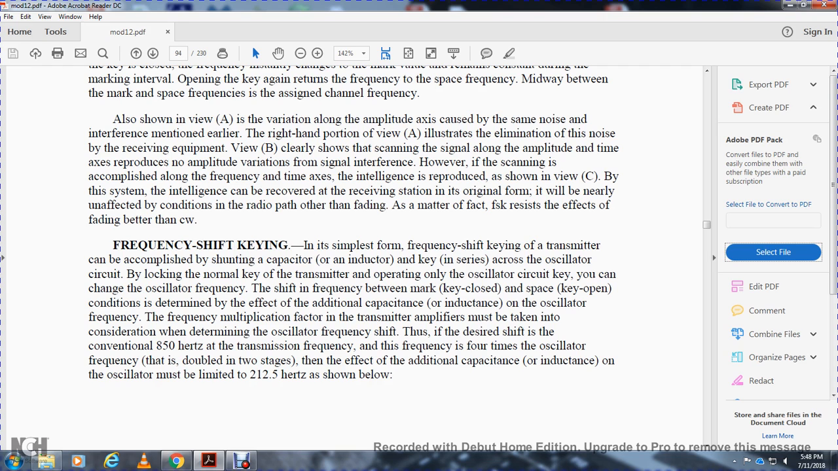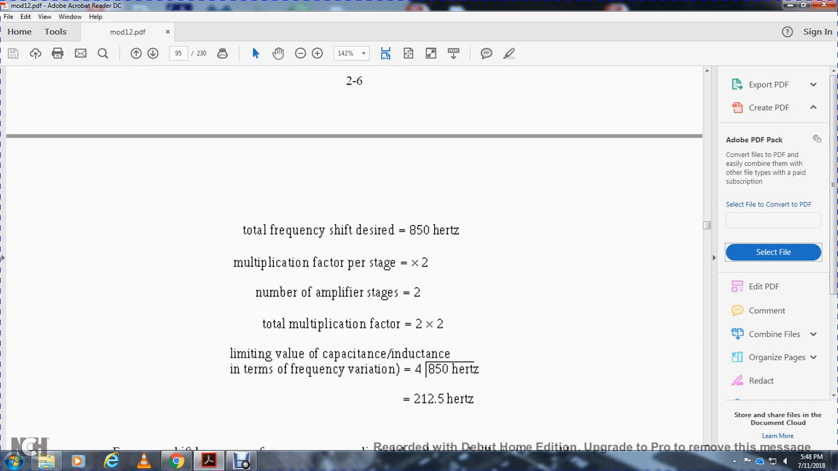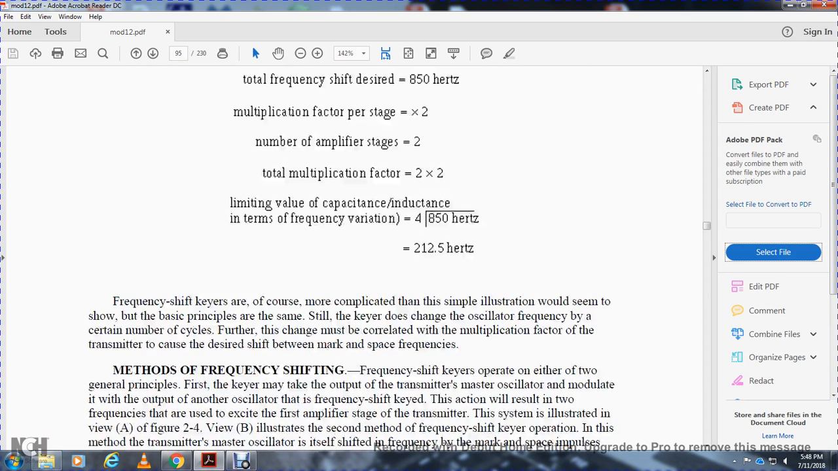Thus, if the desired shift is the conventional 850 Hz at the transmission frequency, and the frequency is multiplied 4 times, with the oscillator frequency doubled in 2 stages, the effect of the additional capacity or inductance on the oscillator must be limited to 212.5 Hertz, as shown below. Total frequency shift 850 Hertz, multiplication factor per stage is 2, the number of amplifier stages gives a total multiplication factor of 2 times 2. The limiting value of the capacity or inductance in terms of the frequency variation would be 850 divided by 4, or 212.5 Hertz.